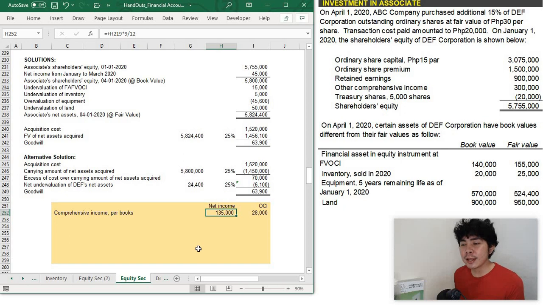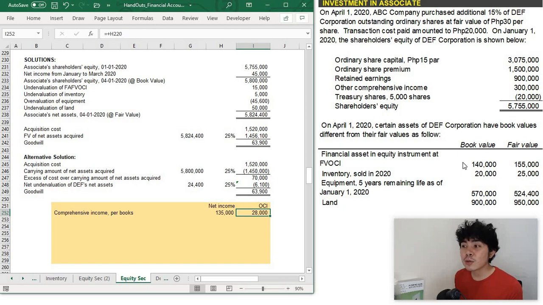So, unahin natin ang OCI. So, yung OCI niya rito is 28,000 pesos. And yung OCI niya dito is yan yung change in the fair value of its financial asset in equity instrument at FVOCI. Paano na-compute yung 28,000 pesos? So, again, syempre, yan yung change ng fair value, which is yan yung increase in the fair value from 140,000 pesos, tapos naging 168,000 pesos siya at year-end.